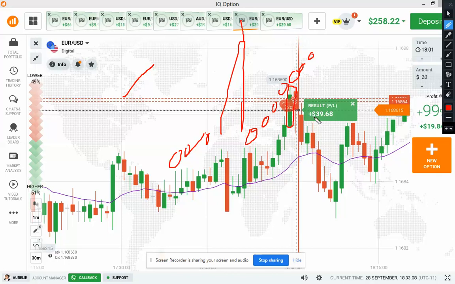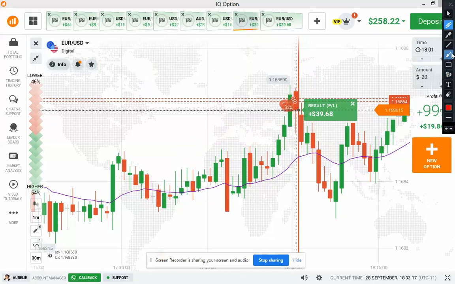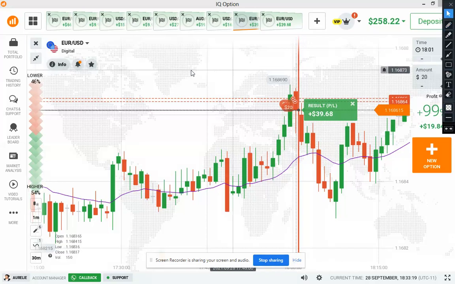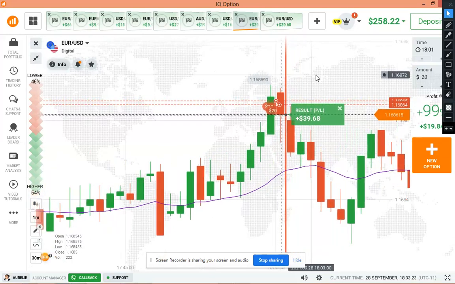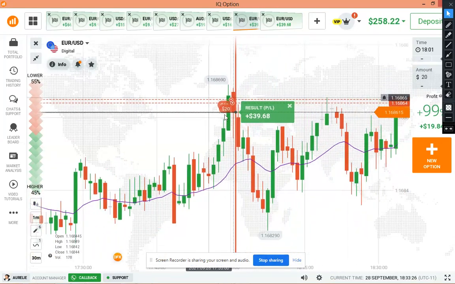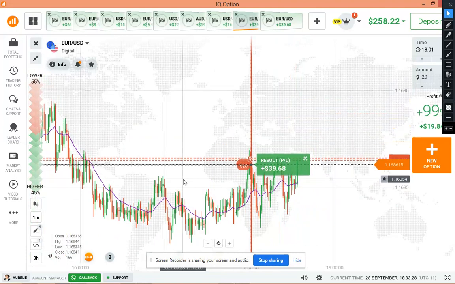So immediately the candle closed, I observed that I had taken the trade twice. The first time I took the trade, it was maybe my network, or maybe the IQ Option server, or maybe because of the problem of digital. So okay, that is my analysis.